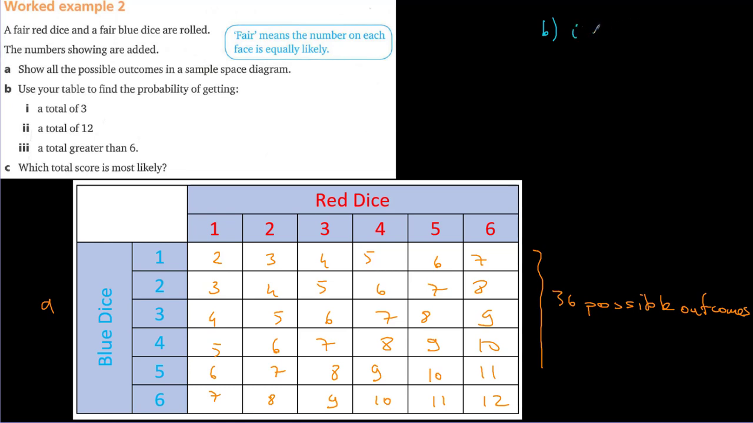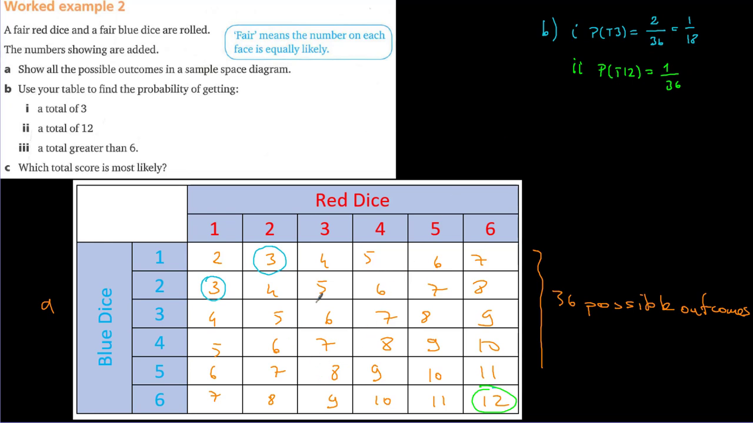Part B one: total 3. As you see in the table, the sum is 3 in two possible cases. So the probability of total 3 is equal to 2 divided by 36, which is equal to 1 over 18. Next, total 12. Total 12 is only this case here. So the probability of total 12 is 1 over 36.